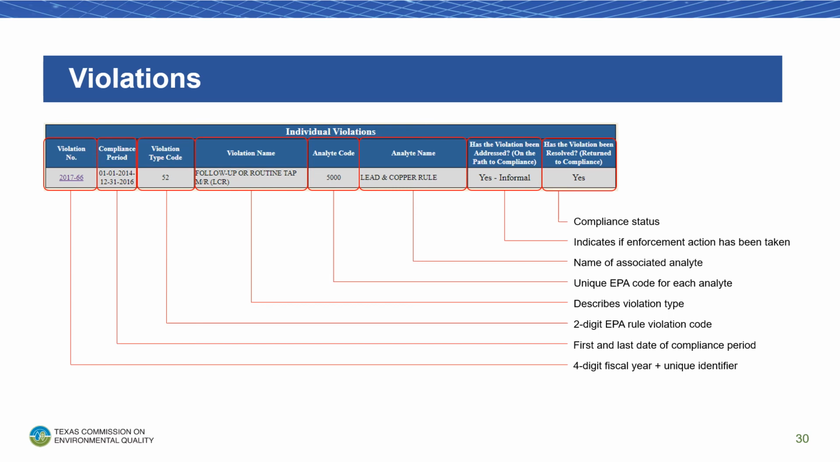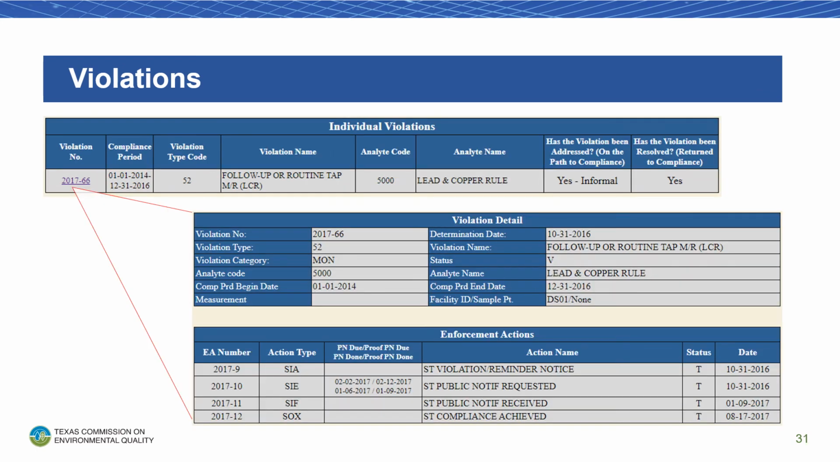Has the violation been resolved, returned to compliance? Indicates whether the violation has been returned to compliance or if more action is required to do so. If you would like to see more detailed information regarding a particular violation, click the link in the Violation Number field. This action will take you to a new page with detailed information regarding the corresponding violation. The Enforcement Actions section of the page provides information about which actions have been taken by the TCEQ and water system to rectify the violation. More detailed information regarding each category in this table can be found in the glossary under Violation Detail.